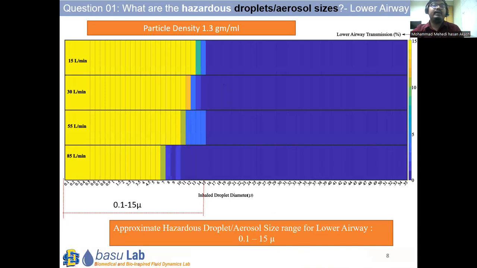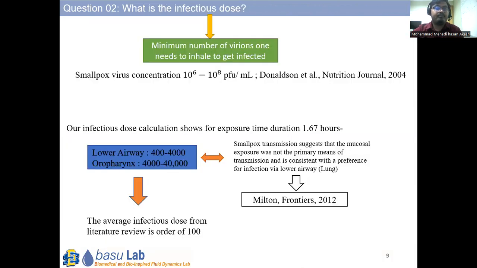As we mentioned earlier, the lung, which is shown as the lower airway, is also an infected zone for smallpox. The approximate hazardous droplet size range at the lower airway is 0.1 to 15 microns, which is actually less than 15 microns. And we can see a monotonic trend in the lower airway, so that's why we are not going to do any Stokes number projected size calculation for the lower airway.